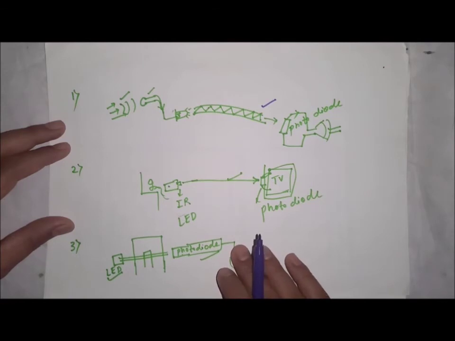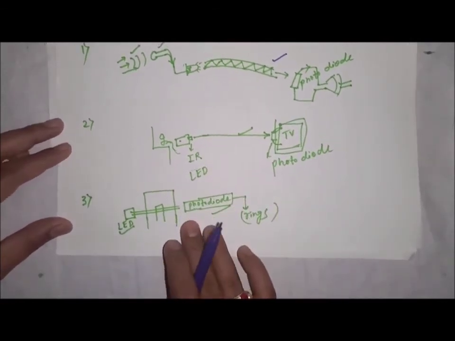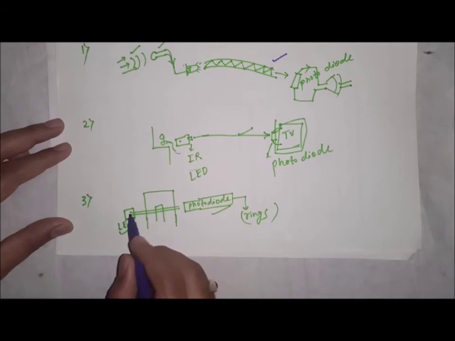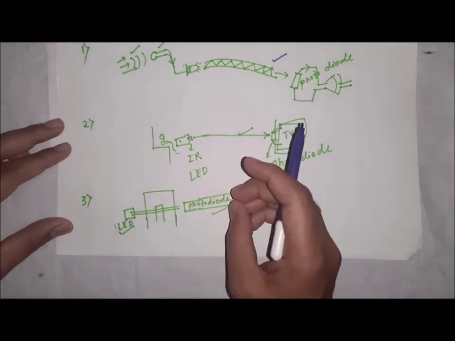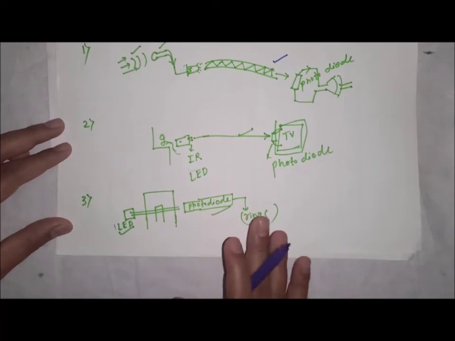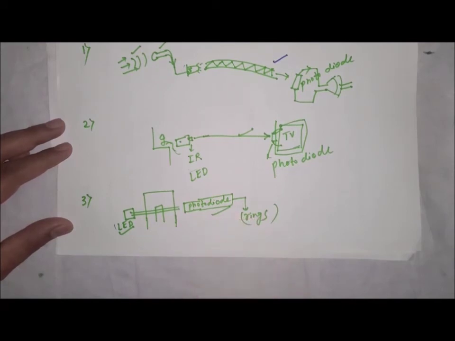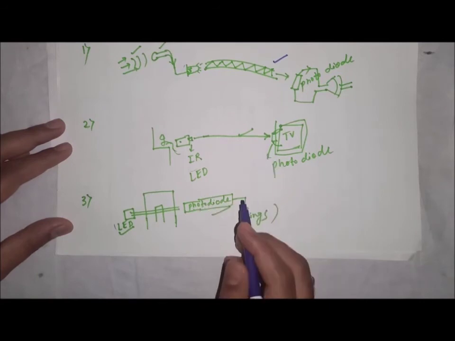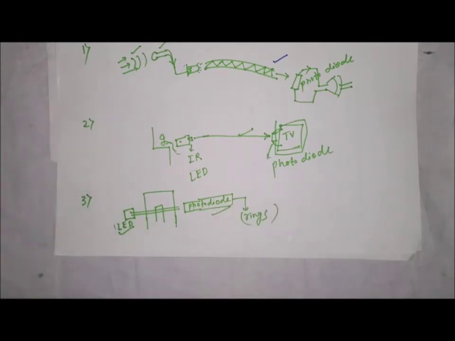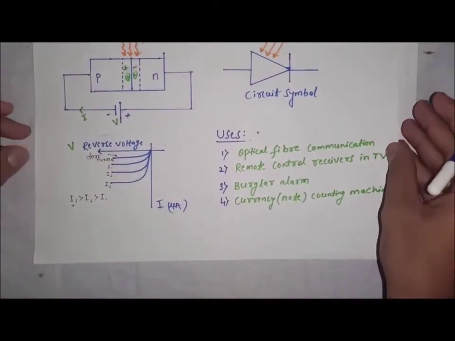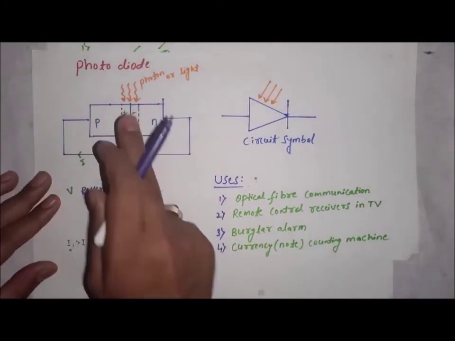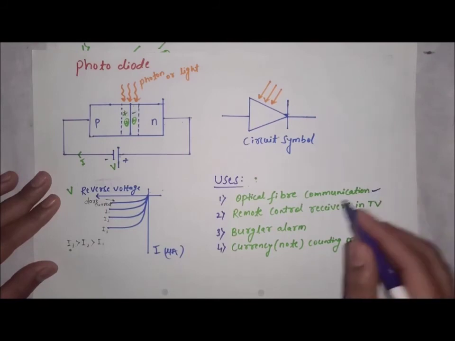And in burglar alarm, right, on this side the light is produced from the LED and that is received by the photodiode, and these are the common examples of LEDs and photodiode. So here three common examples for photodiode also we already saw. So for the photodiode, these are the uses.